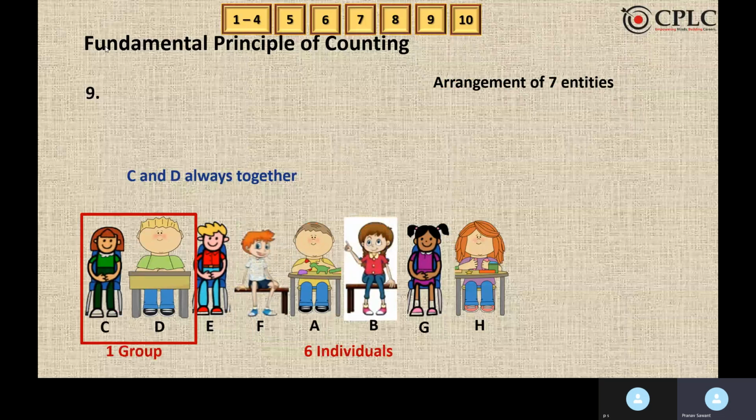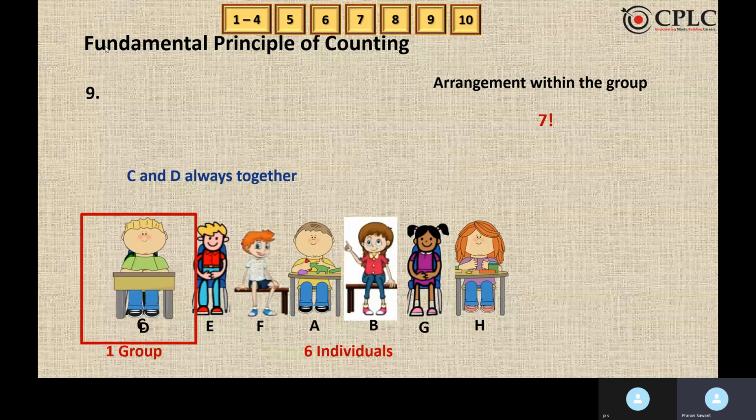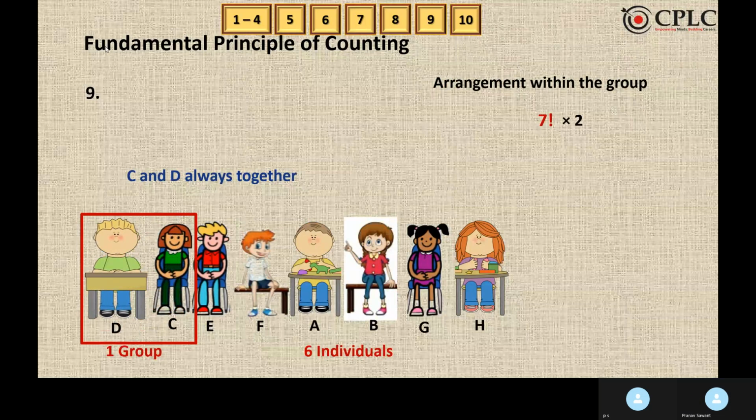7 children can be arranged in 7 factorial ways. C and D can also sit interchangeably, hence they can sit in two ways. So 7 factorial into 2 is the final answer, which is option 3. Moving to the next question.